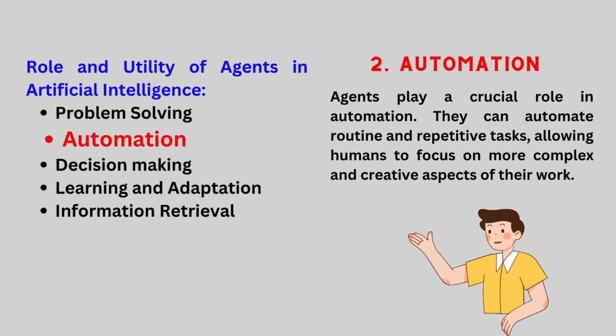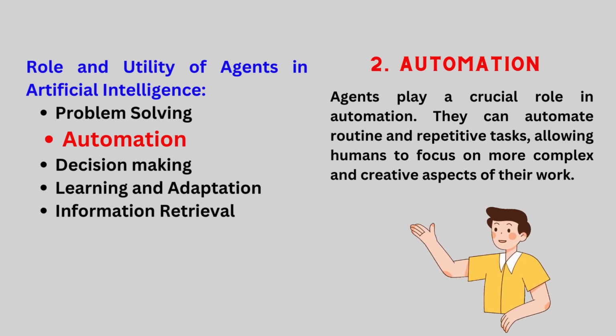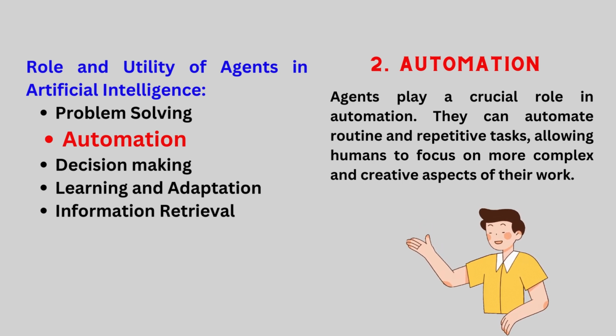Second, automation. Agents play a crucial role in automation. They can automate routine and repetitive tasks, allowing humans to focus on more complex and creative aspects of their work.